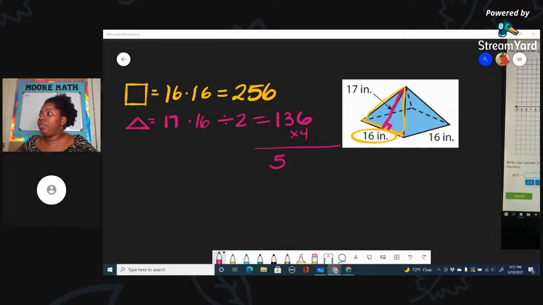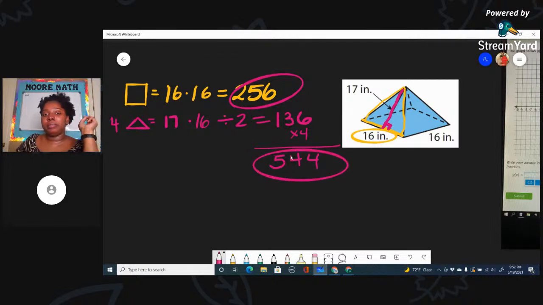Good. 544. And then what are we going to do with it? Divide it. So that's the area of all the triangles. So we have the area of all the triangles, all 4. We have the area of the square, surface area.